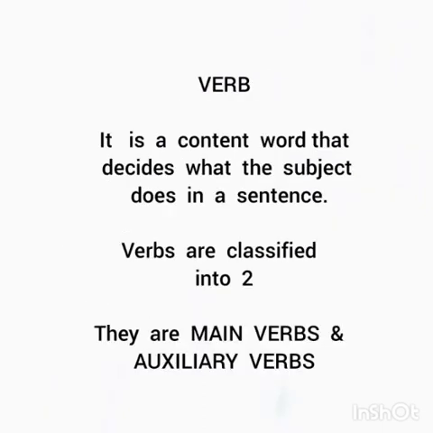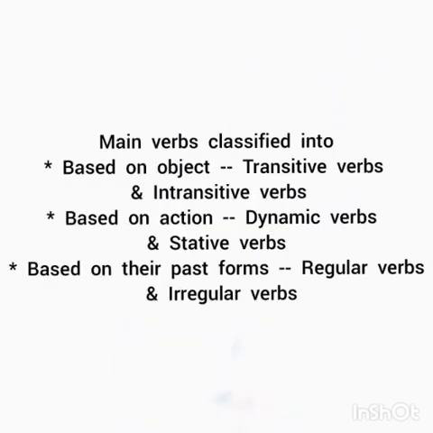Verb. It is a content word that decides what the subject does in a sentence. Verbs are classified into two: main verbs and auxiliary verbs. Main verbs are classified into three. They are based on the object, transitive and intransitive; based on the action, dynamic and stative verbs; based on their past forms, regular and irregular verbs.